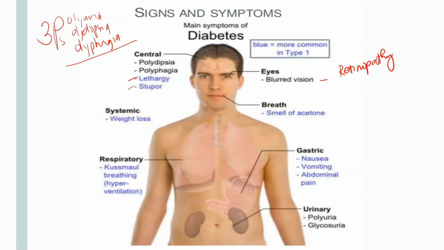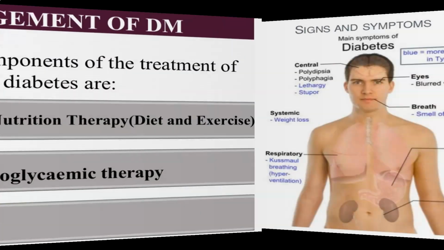Okay, gastric system, you have your nausea, you have your vomiting, you have your abdominal pain. In your urinary, you will have your polyuria and your glycosuria. Anything that has something to do with your hyperglycemic episodes in your diabetes mellitus. Okay? So those are our signs and symptoms.